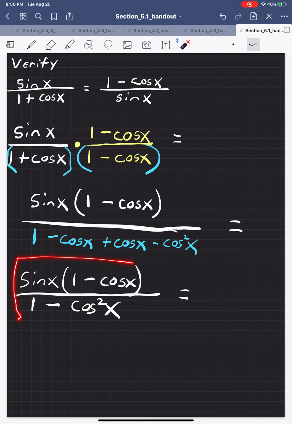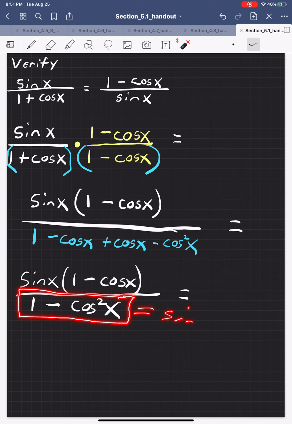We're almost done. Sometimes when you feel like you're doing something wrong, it's helpful just to take a look at where you're trying to go. Let's make sure we understand that this 1 minus cosine squared we can rewrite. If you look at your formula sheet, 1 minus cosine squared is equal to sine squared. So let's see what it looks like after we change that.